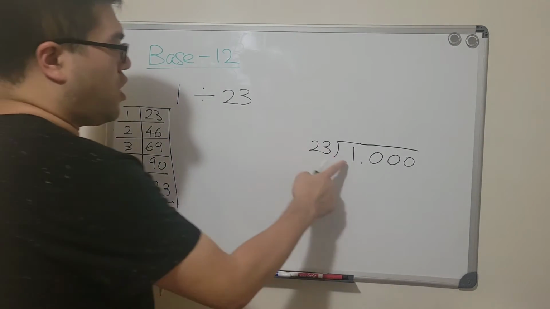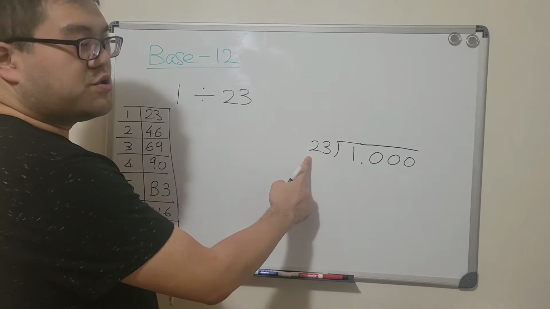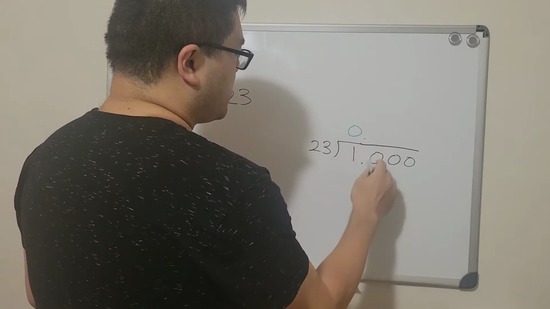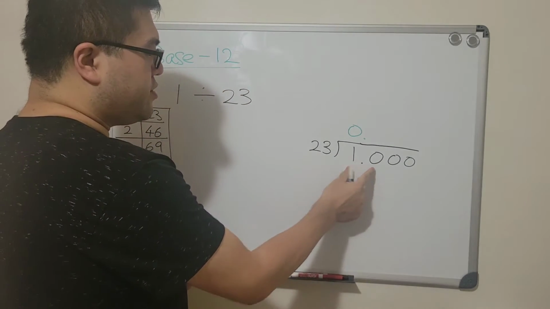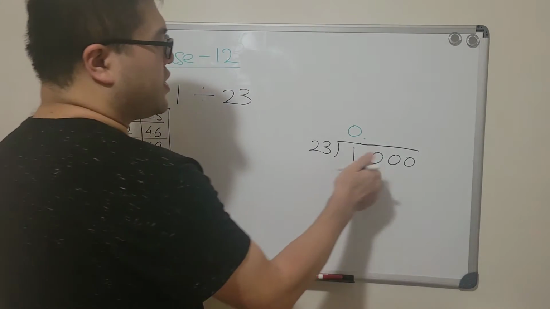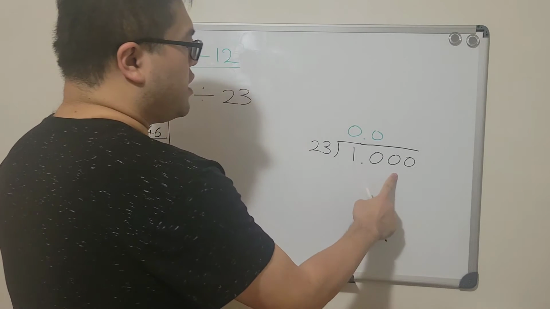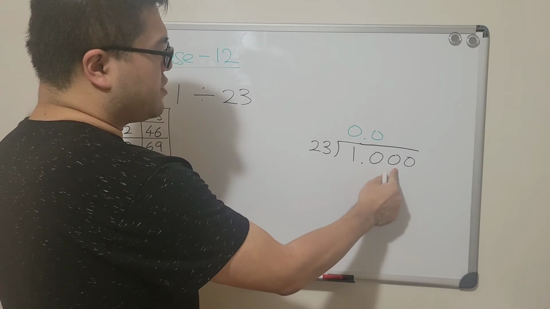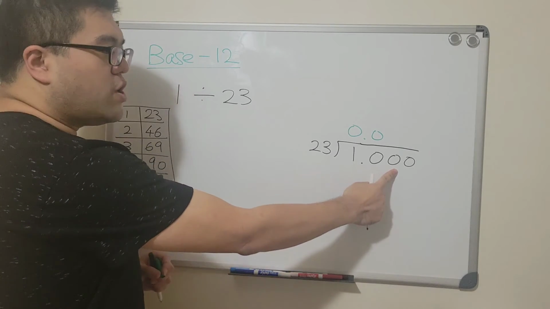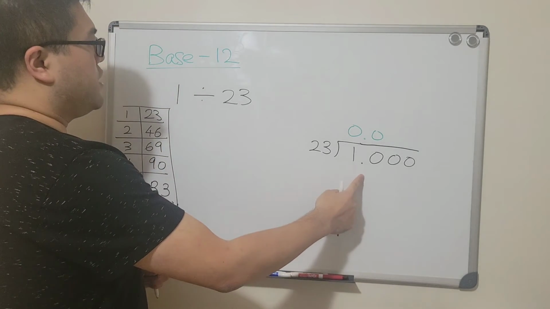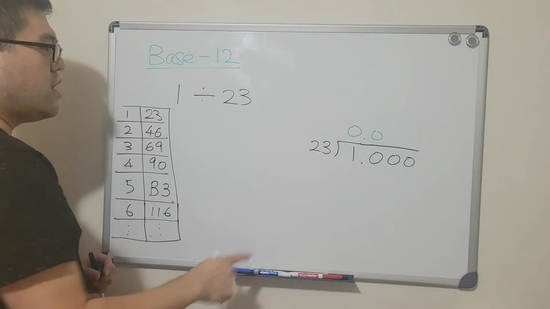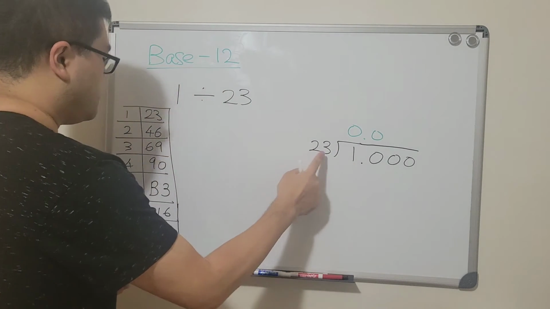So 1 is smaller than 2, 3, so we just put the 0 down here. Move to the next digit. Now we have 1, 0, which is still less than 2, 3, so we'll put another 0. Now we combine with the next digit and read it as 1, 0, 0. Again, do not read it as 100, because this is not the same as 100. We're in base 12, not base 10. 1, 0, 0 divided by 2, 3.